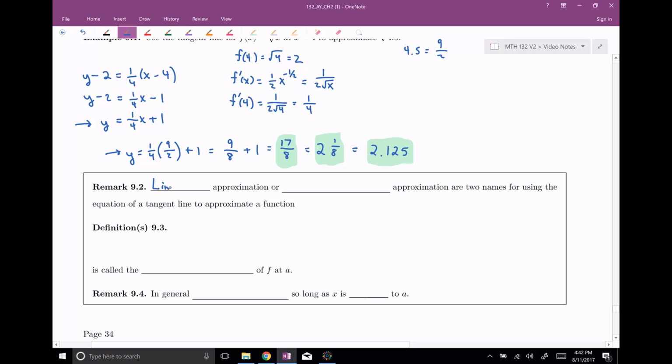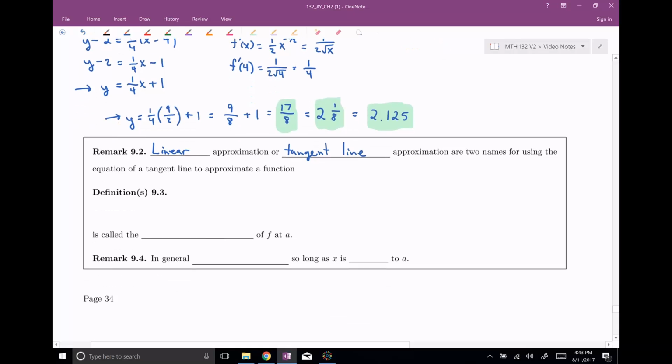So linear approximation, right? So that's one of the names in the title there. So linear approximation and differentials. We'll get to differentials in a second. But linear approximation, or sometimes it's called tangent line approximation, are two names for using the equation of the tangent line to approximate a function.